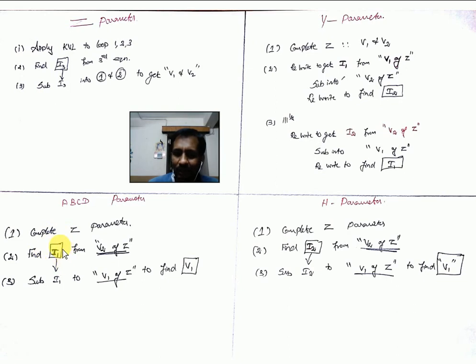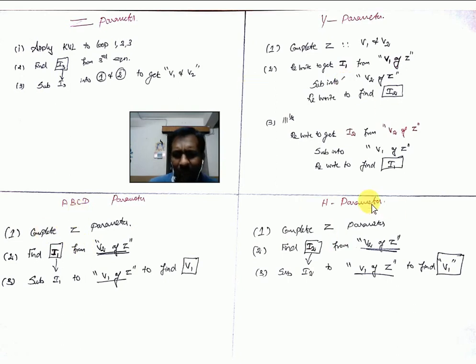Here you are going to find the I1 from V2 of Z, not V1 of Z. Here is what is written, V2 of Z. Then substitute this I1 into V1 of Z. So you find the I1 from the second equation, and after finding it, substitute it into the first equation, V1 of Z. From that, rewrite to find the V1. That's the simplest one.